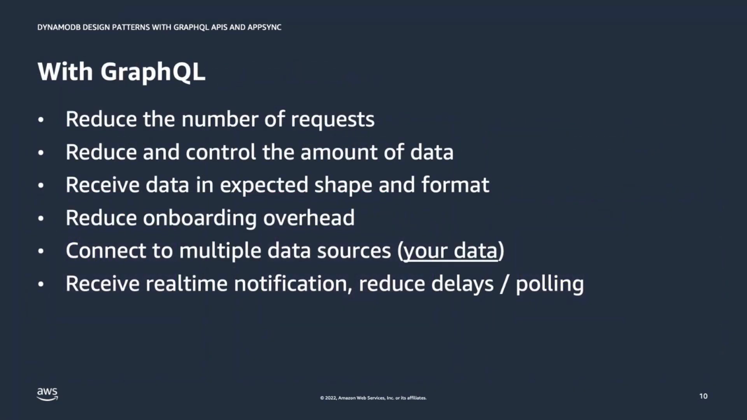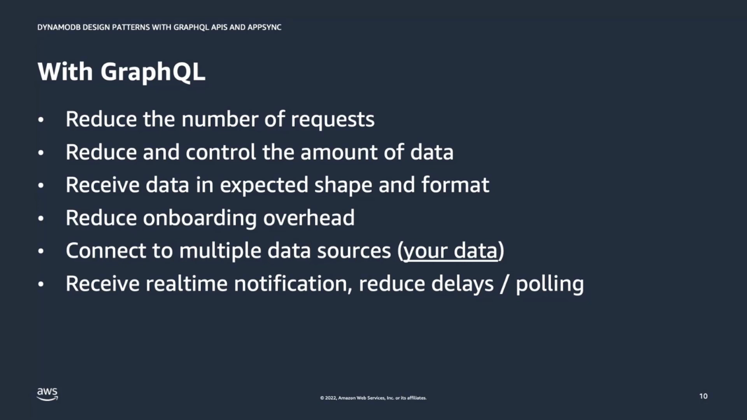So to sum up a little bit, what have we seen with GraphQL? There's a couple of key points here. First one is that with GraphQL, you can reduce the number of requests that you make, which is really great. Saves on battery time, saves on consumption, reduces latency, is more efficient for your client and your backend. You can reduce and control the amount of data that you fetch by using the selection set. And you can also receive the data in expected shape and format because the selection set guarantees that you are going to get back that data in the shape that you specified you wanted it in.